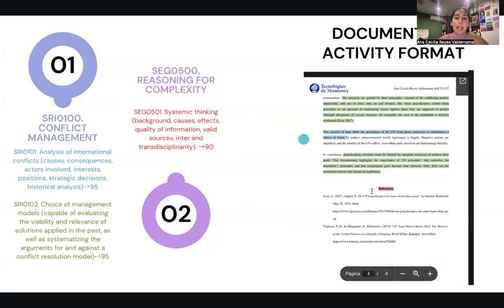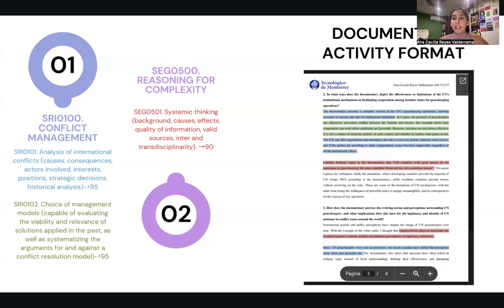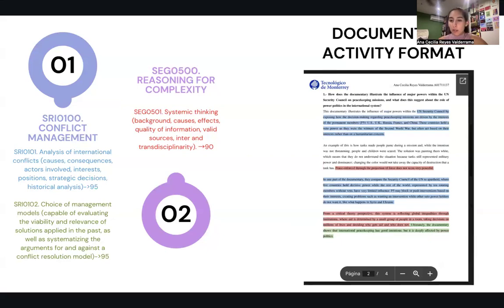Then in systemic thinking, again, I put the references because the quality of information was good, and also we had transdisciplinary reviews of the topic, and the documentary was very wide and broad. And I also put causes and consequences of different conflicts. I put the Cyprus and the Turkish and the Greek conflict, or how they took the tanks and painted them white, thinking that would be the solution, which was really not good for them.